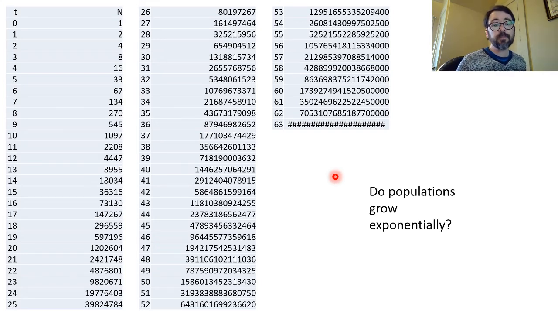Now, if we were in the same room together, I would actually ask you to tell me, but you might say out loud to yourself, do you think populations grow exponentially? And the answer is sort of obviously no, they don't. So how do they grow?